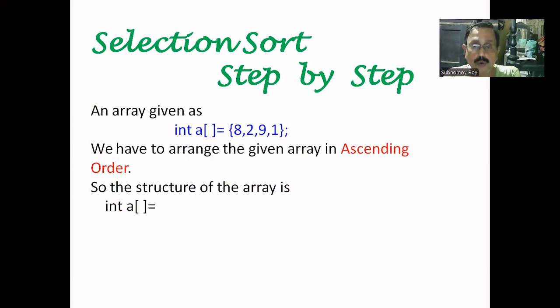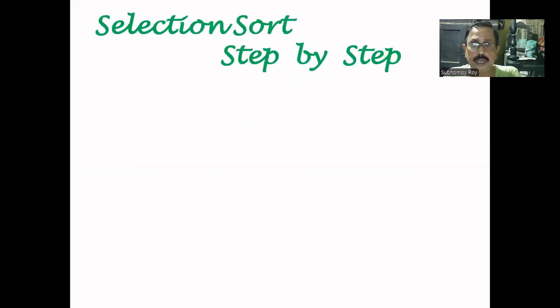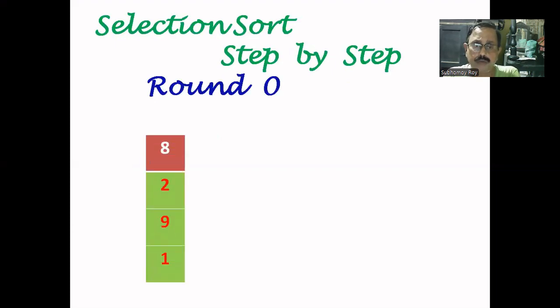You all know when you store data in a single dimension array, every element has its own index position and it starts from 0. So index positions are 0, 1, 2, and 3, with elements given as 8 2 9 1. Our target is to arrange in ascending order using the selection sort technique. So let us start. This is the i=0 round, or the first round. You can call it round 0.